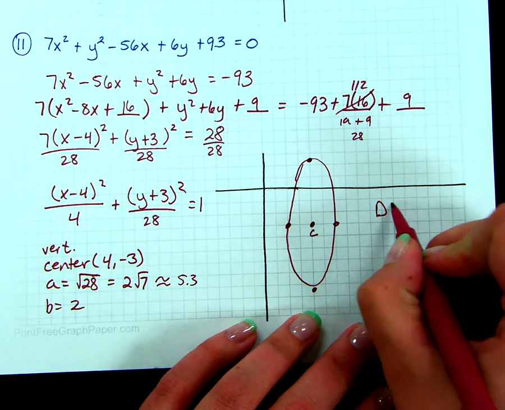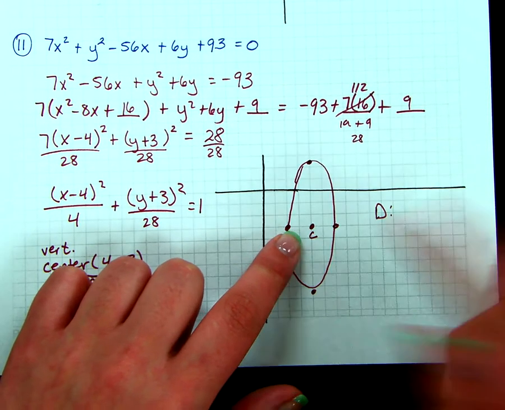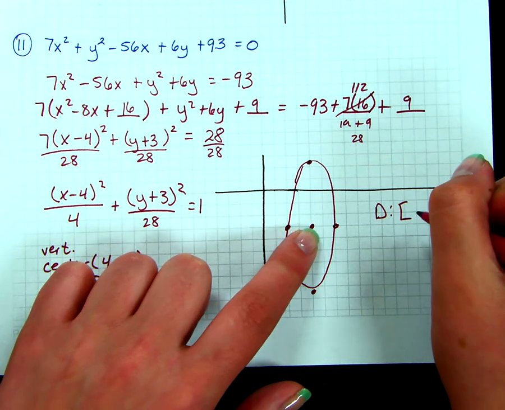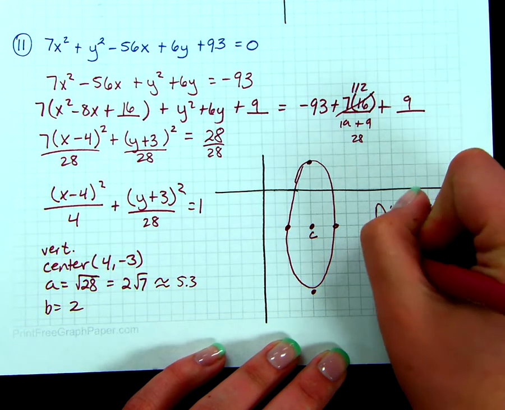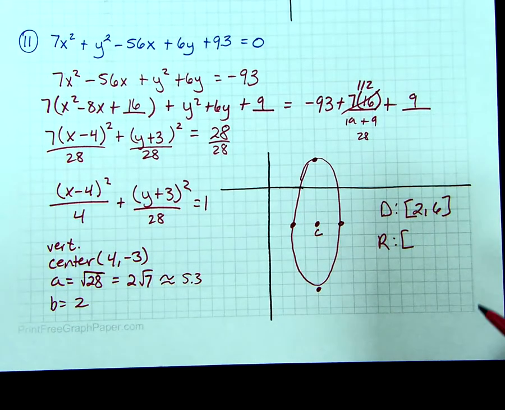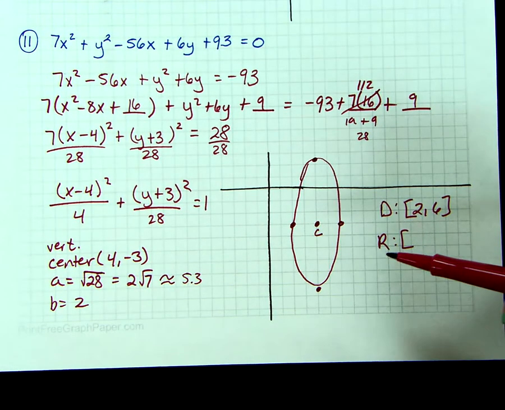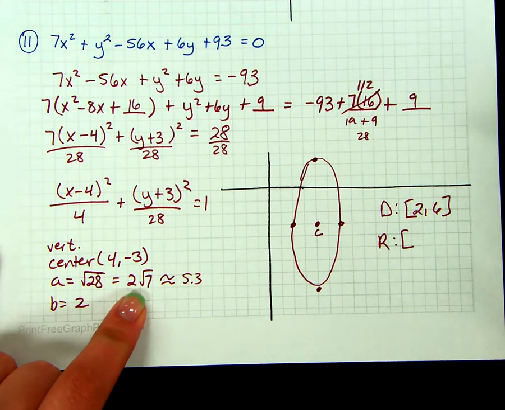So the domain, again, is left and right. So it's going to be between these 2 points. So from 2, then 3, 4, 5, 6. So 2 to 6. And then our range is going to be up and down. Now remember, we did an approximation. So when we write our range, I want an exact value. So we're going to use our radical for this.